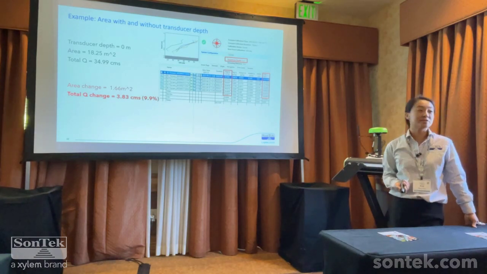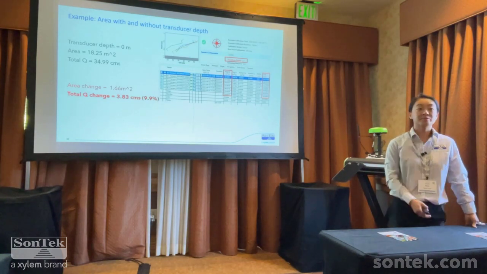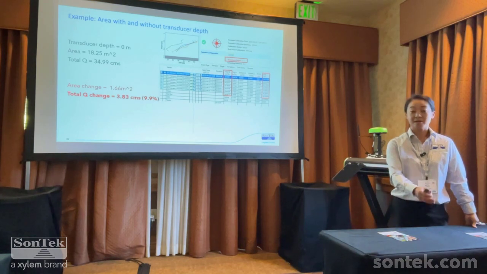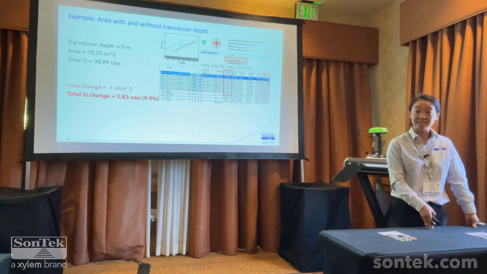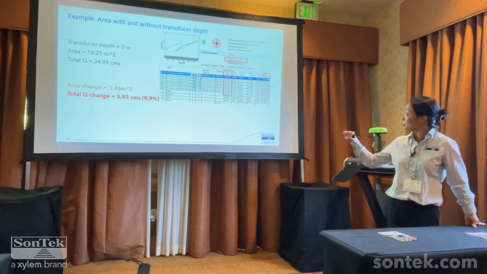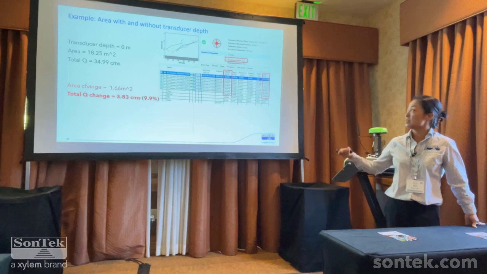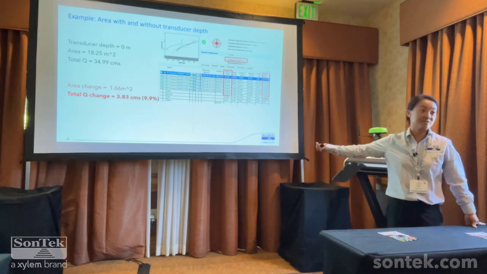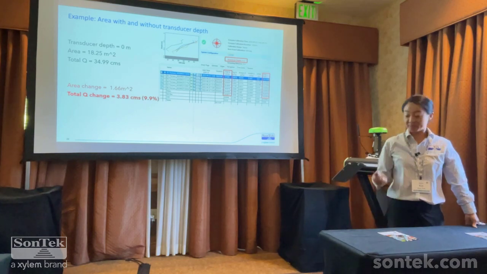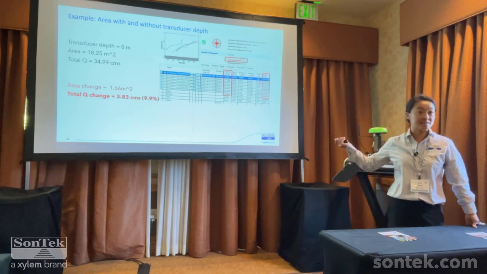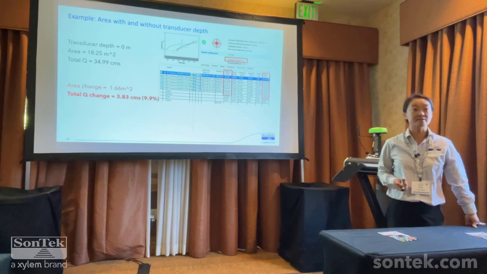So if you're following USGS protocols, you're looking at a Q value within 5 to 10% of your rating at a site. If you do not enter in transducer depth, you're already going to be, for example, 10% off in this case. So that's something to really keep in mind, especially at sites like this where it actually does make a big difference.